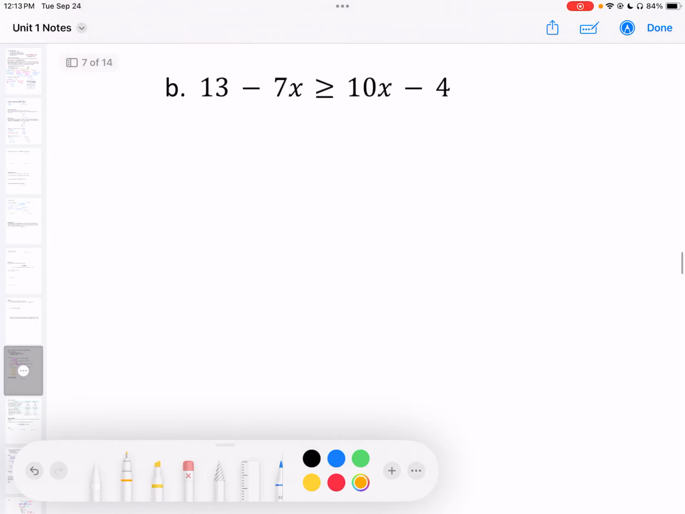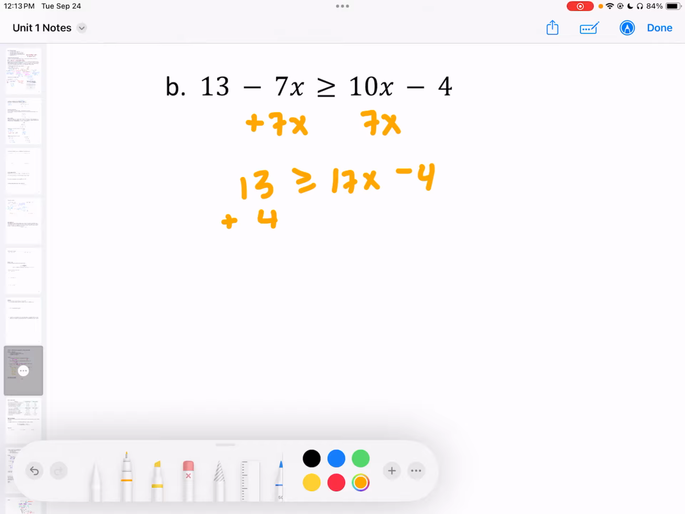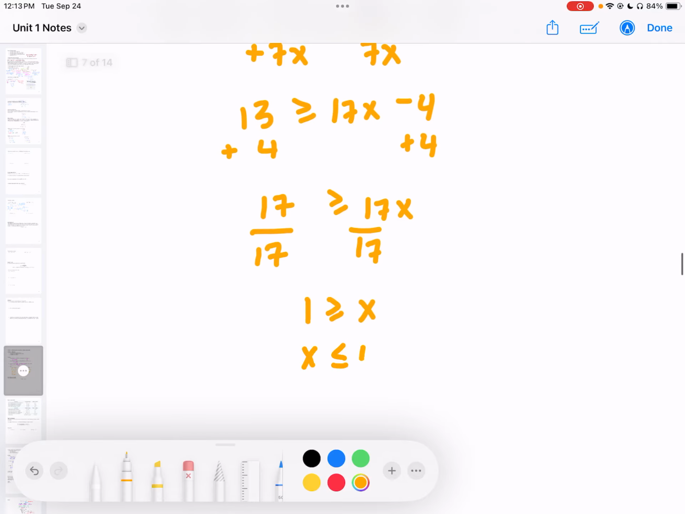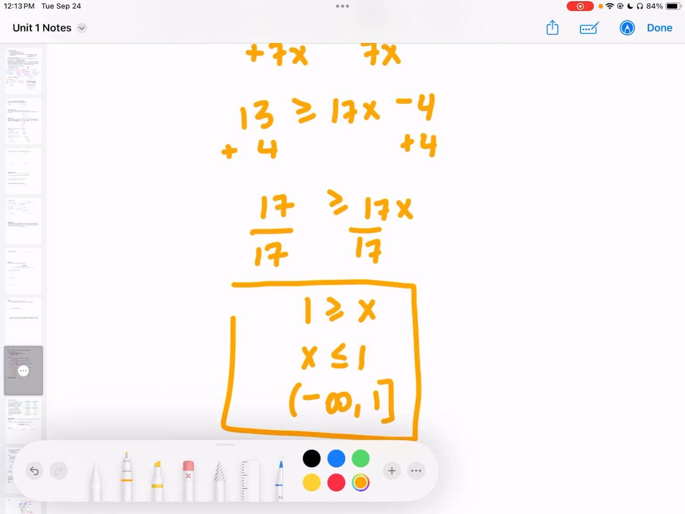Let's take a look at this next one. Looks very similar. We'll go ahead and add the 7x on both sides. And then we'll add 4 on both sides. We divide by 17. We're left with x is less than 1. You could also write it this way, and that will be 1 with a bracket for interval notation.